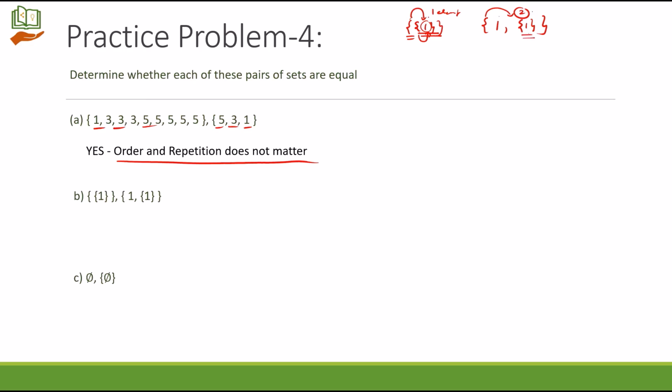But along with that you have one more element. So they are not equal. The first set has one element and the second has 2 elements. We have to check whether the pairs are equal.